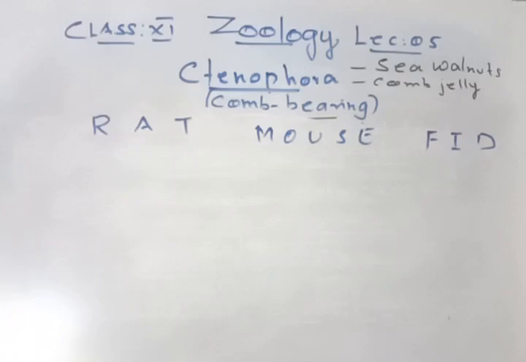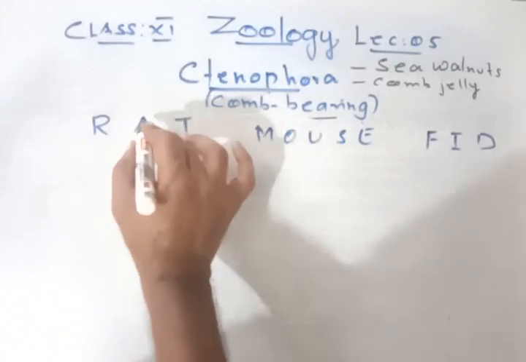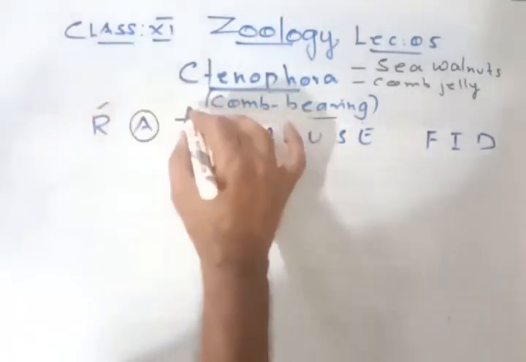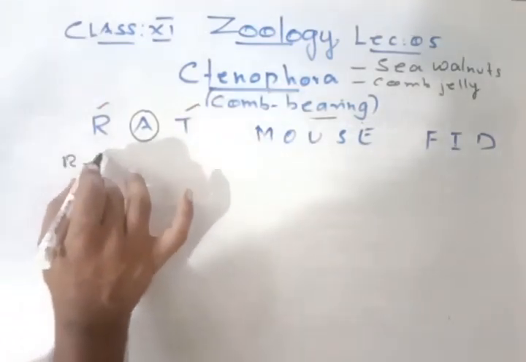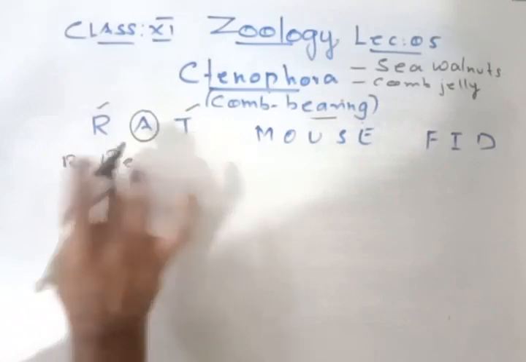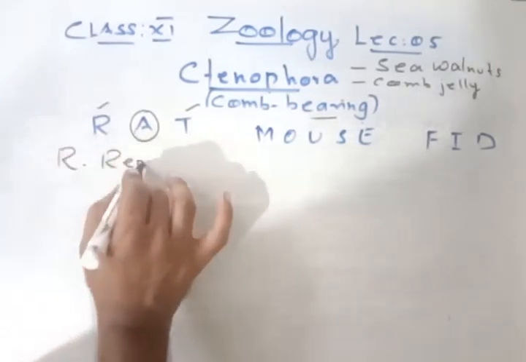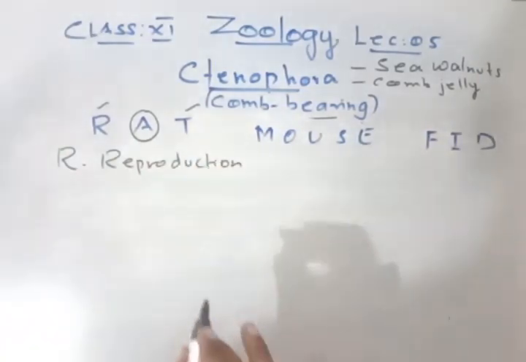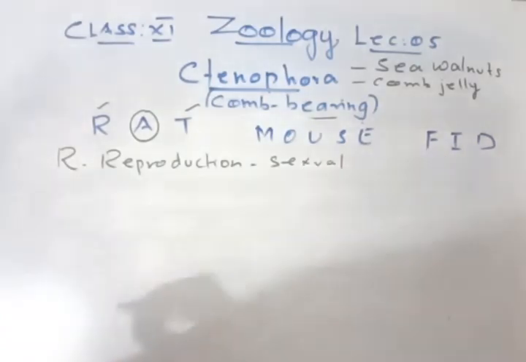Okay, right. So with this, we will complete this entire one. Here, we will not use the A. We will use only this R and T. So R is for reproduction, and it has sexual reproduction. The reproduction is sexual.